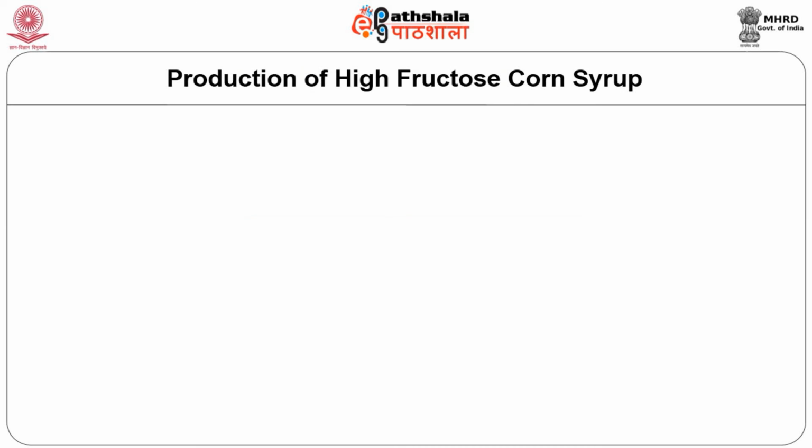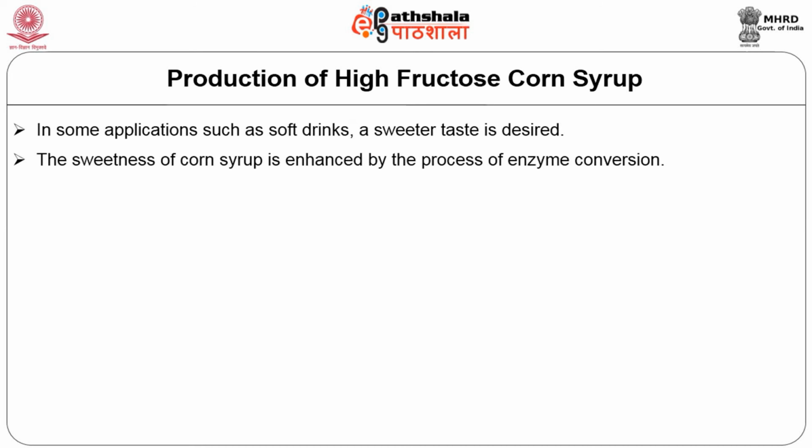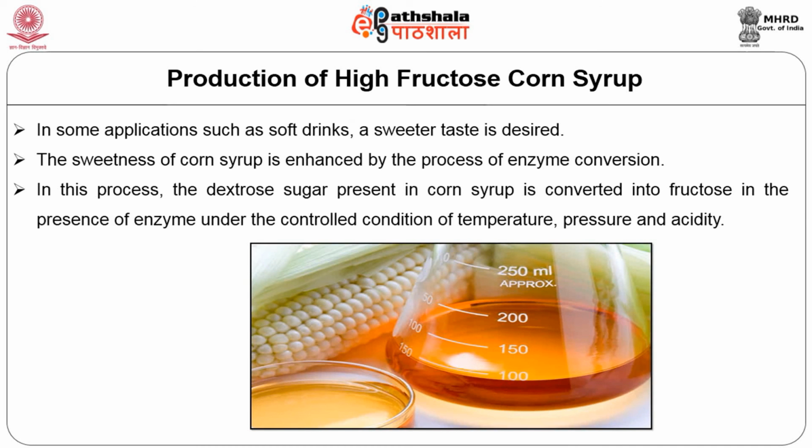Now let us see the production process of high fructose corn syrup. In some applications such as soft drinks, a sweeter taste is desired. The sweetness of corn syrup is enhanced by the process of enzyme conversion. In this process, the dextrose sugar present in the corn syrup is converted into fructose in the presence of enzyme under the controlled conditions of temperature, pressure and acidity.